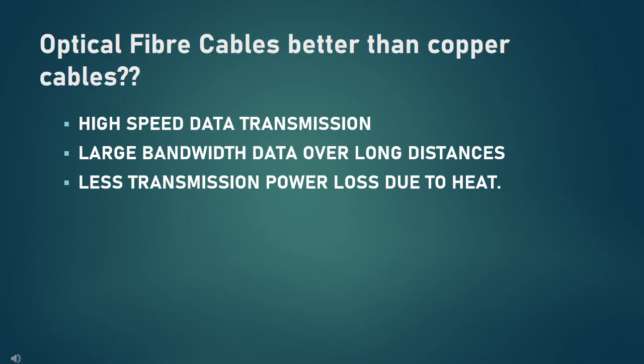And the third one is less transmission power loss due to heat, because we know copper is a metal, so when electrical energy passes through a metallic wire, heat loss will be present. There will be a loss of power at the receiving end of the communication system. But using OFC cables or optical fiber cables, we are using light impulses, so there is no power loss in between, so it is a very efficient form of transmission system.